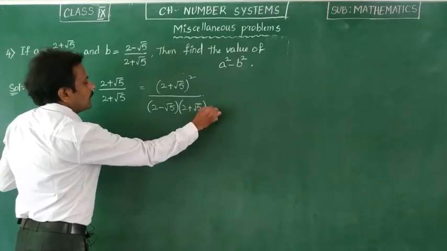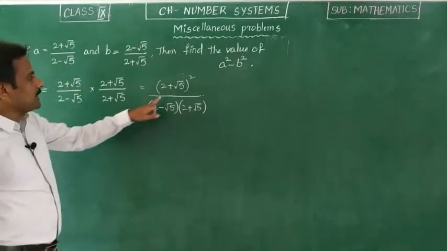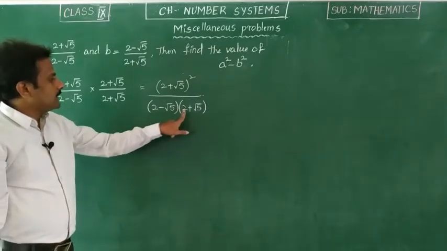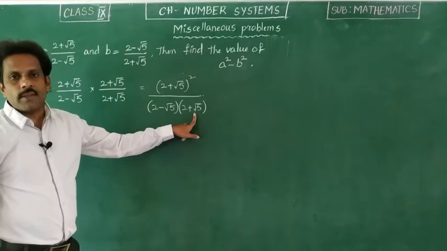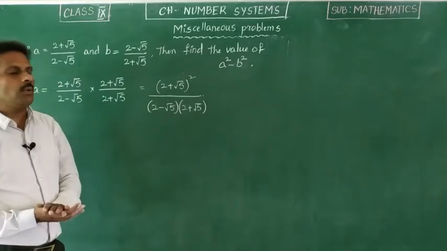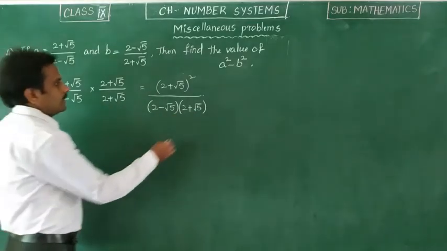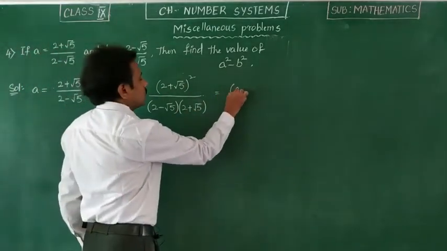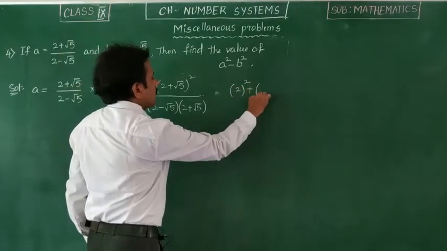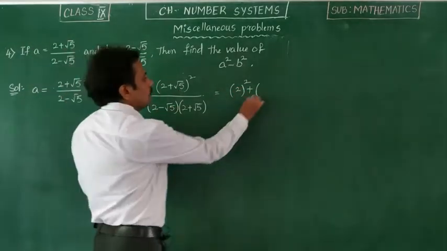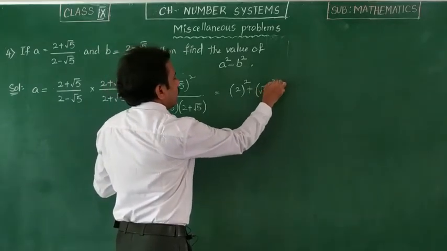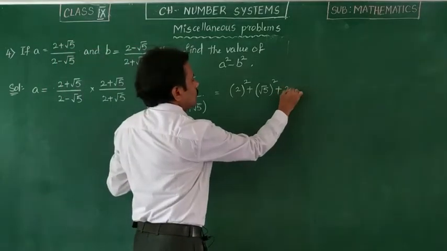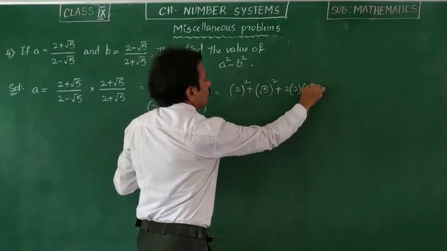Next step, let us apply the identities. So what is (a plus b) whole square? a square plus 2ab plus b square. The denominator is in the form of (a minus b) into (a plus b), that is a square minus b square. So two identities we need to apply here. So let us write (a plus b) whole square: a square, that is 2 square, plus b square, that is root 5 whole square, plus 2ab, 2 into a into b, that is 2 into 2 into root 5.